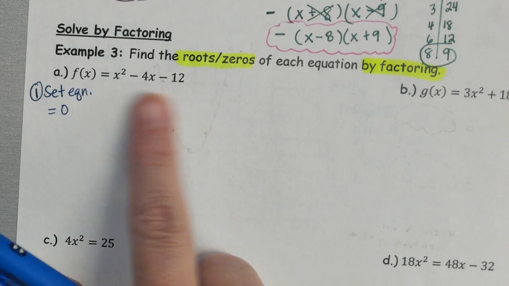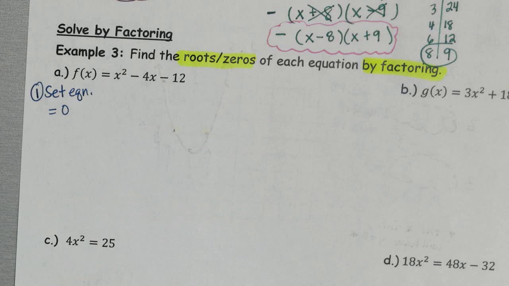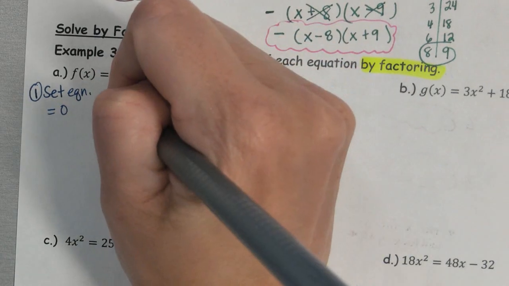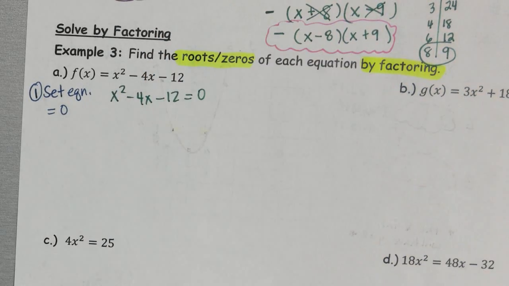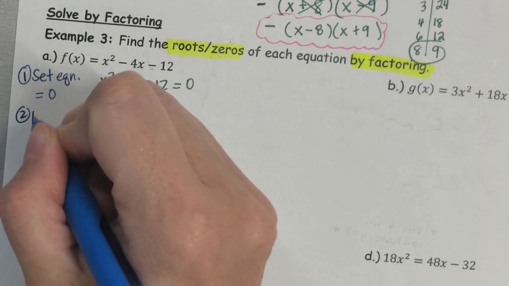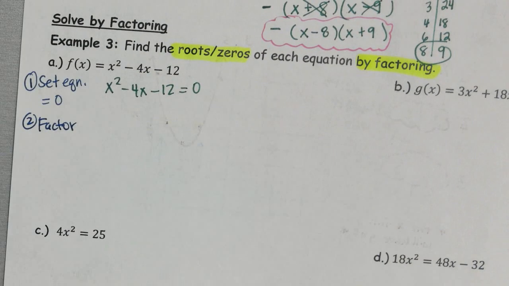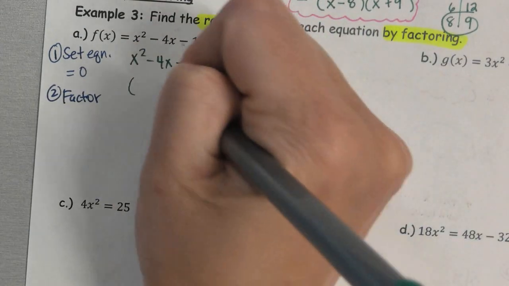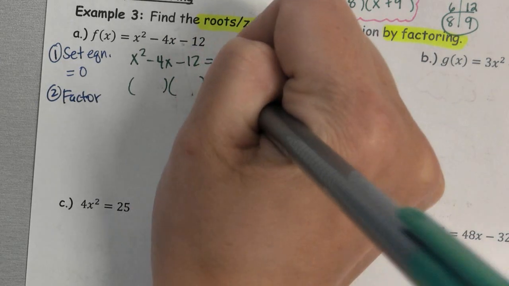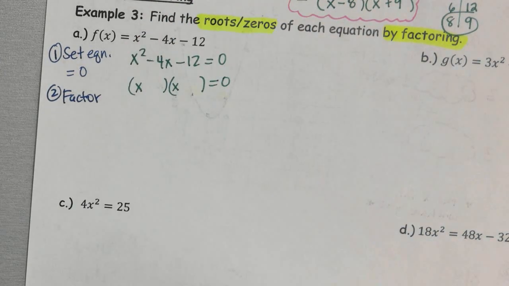If all the terms are already on one side of the equation, then all we have to do is say x squared minus 4x minus 12 equals 0. And then we can factor from there. So we're going to use our normal factoring rules. Can you take out the GCF? No. Okay. Is it the difference of 2 squares? Is it a perfect square trinomial? No, because 12 is not a perfect square, so time to guess and check. So I have x squared, so I'm going to start with x and x.